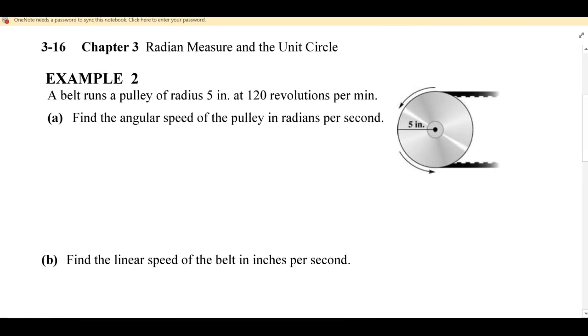All right, a belt runs a pulley of radius 5 inches at 120 revolutions per minute. Find the angular speed of the pulley in radians per second. Angular speed. So the only formula we have for angular speed is that omega is equal to theta over t.